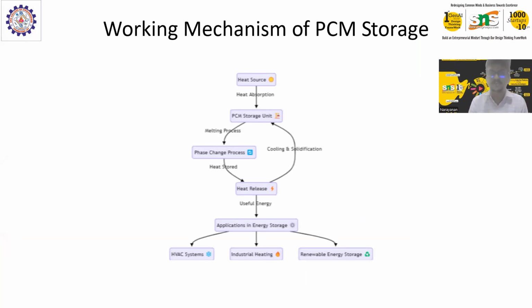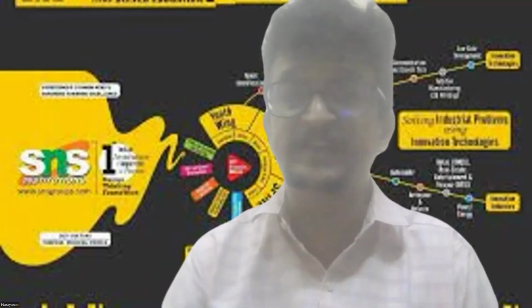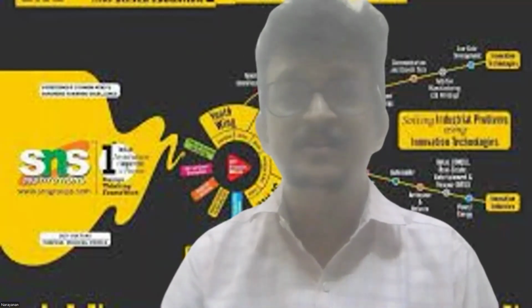There is a heat source which provides heat. The PCM unit absorbs the heat and melts. In the process, it stores the energy, and when it cools and solidifies, it releases heat, which is used for energy storage systems such as HVAC systems, industrial heating, and renewable energy storage, right? So this is a highly efficient cooling system with a wide range of applications. So students can think of projects to use this.